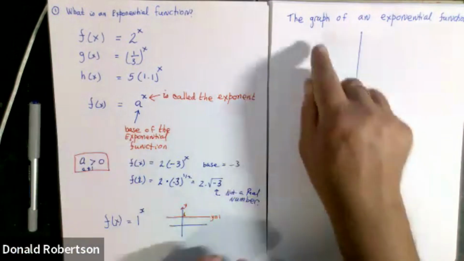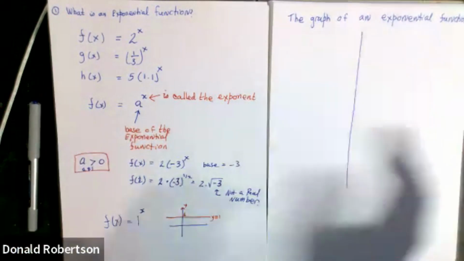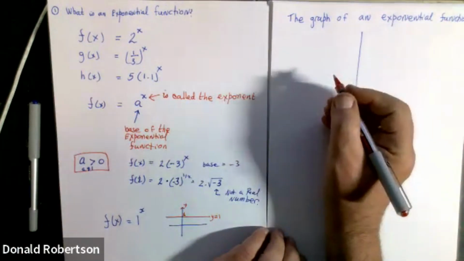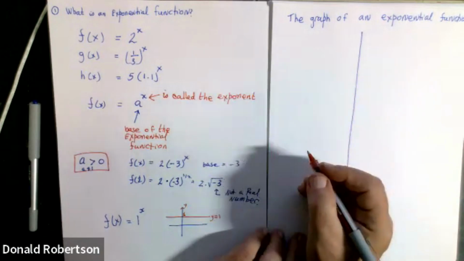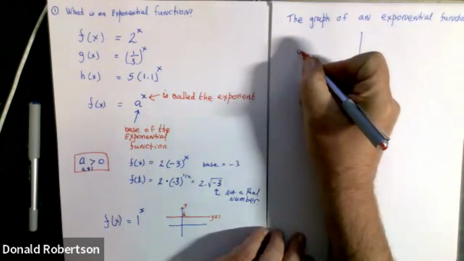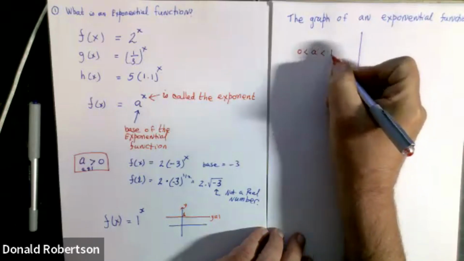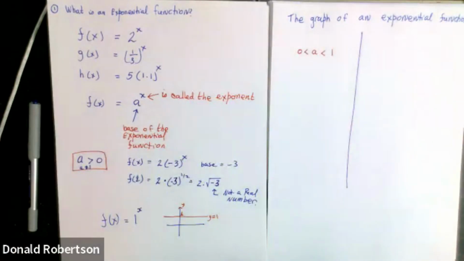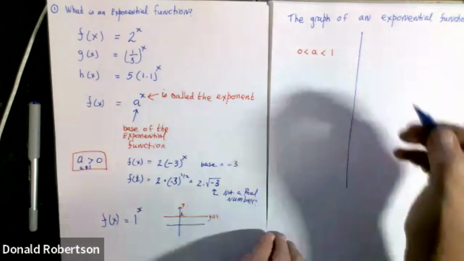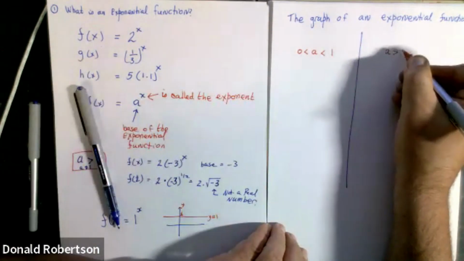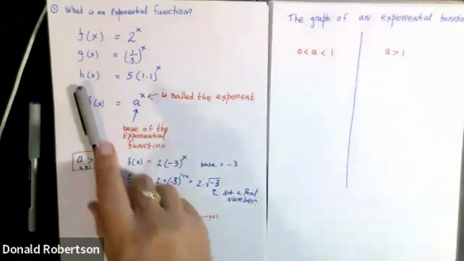So we're now going to look at what the general graph of an exponential function looks like. Well, they boil down into two distinctly different situations. Each one has its own shape. The first one is when the base is less than 1. And the second situation is when the base is bigger than 1.